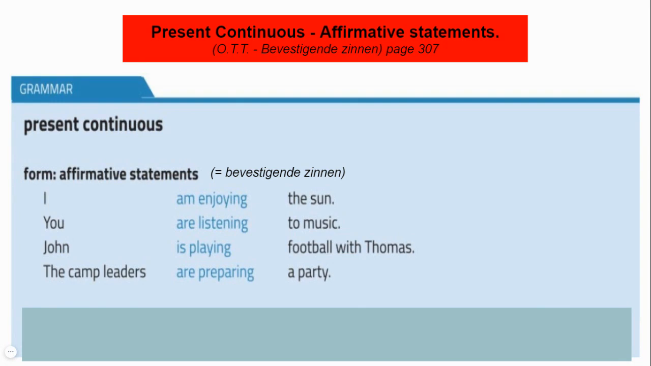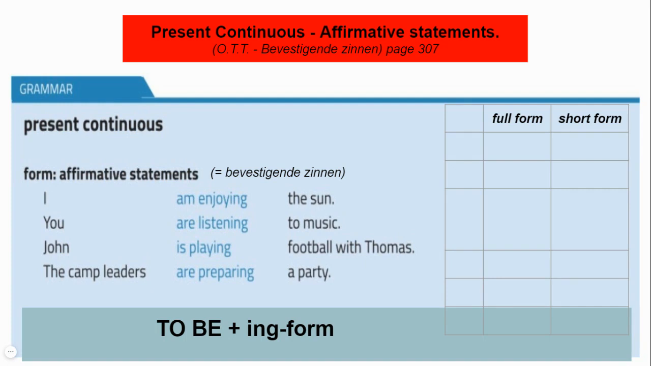Do you remember which two parts we need? That's right. We need a form of the verb to be plus an ing form. So we need a form of to be. I hope you remember all these forms. Let's find out. Schrijf deze tabel ook eventjes over.